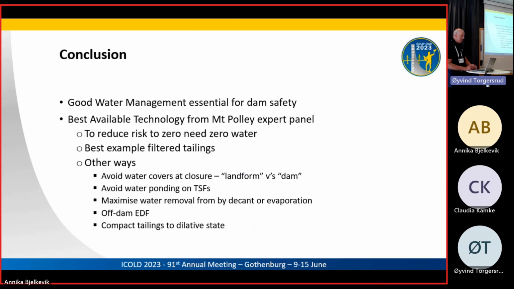So, conclusion: good water management is really important for dam safety, and the Mount Polley expert panel said best available technology is needed to reduce the risk. If you're going to reduce the risk to zero, we really have to have zero water, and it's just not possible to do that, but we need to look at best available technology. How can we do our water management the best way? At the time they were talking about converting everything to filtering, and there's a lot of pushback on that, and there are other ways to do it.